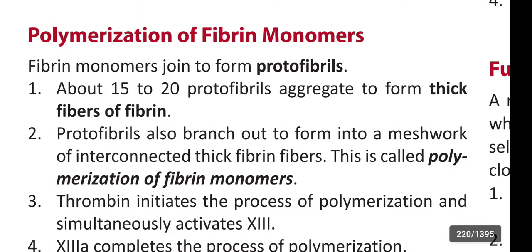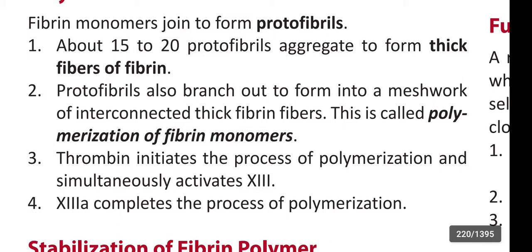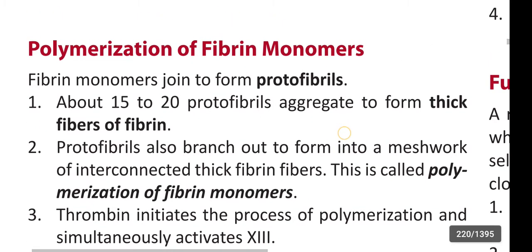Next, polymerization of fibrin monomers. Fibrin monomers join to form protofibrils. About 15 to 20 protofibrils aggregate to form thick fibers of fibrin. Protofibrils also branch out to form a meshwork of interconnected thick fibrin fibers. This is called polymerization of fibrin monomers. Thrombin initiates the process of polymerization and simultaneously activates factor 13. The activated factor 13 completes the process of polymerization.